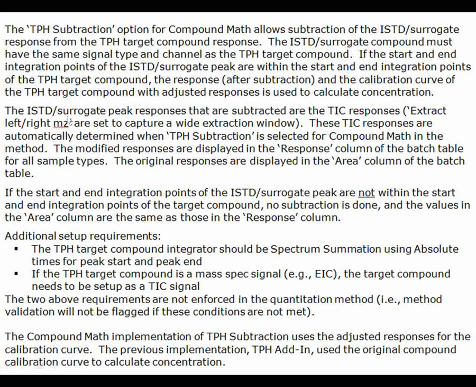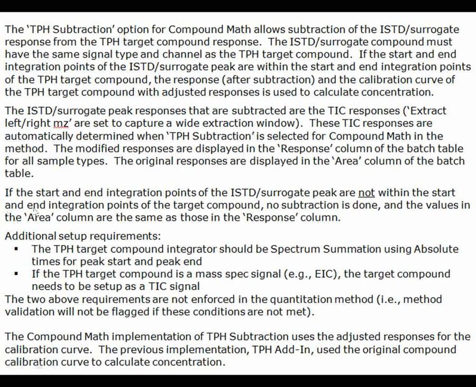If we're using a mass spec here, we're expecting TIC responses. And also, let me point out that the corrected responses are in the response column, where the original responses are in the area column, so you can see the difference by comparing.